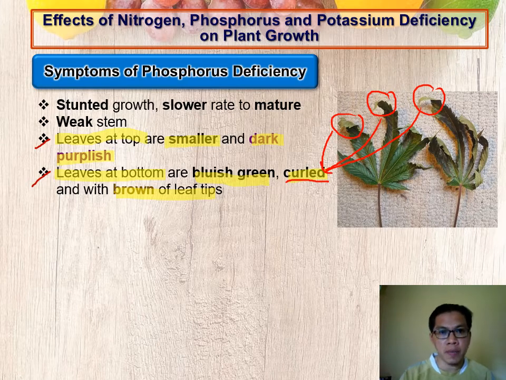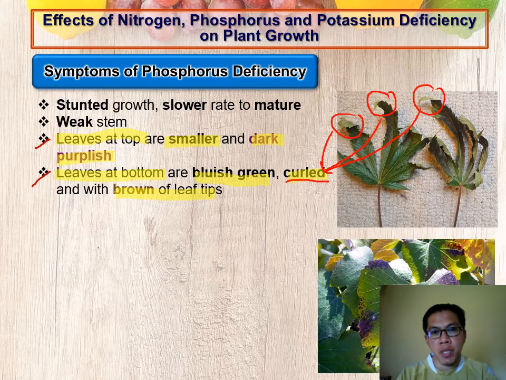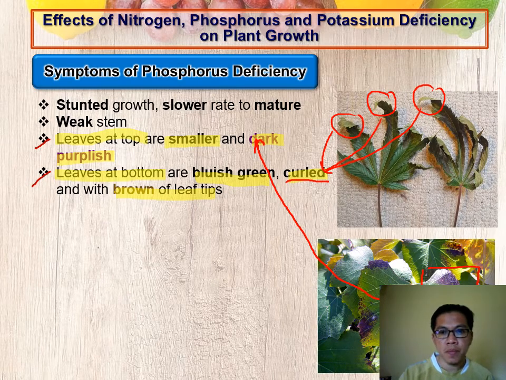Dia terlipat, and with brown leaf tip, di hujung daun dia ada warna coklat. Okay, this is an example of smaller and dark purplish. Nampak? Dark purplish. Daun dia bertukar menjadi warna purple, dark purplish. Symptom of phosphorus. And again, the simplest way is by monitoring the color of the leaf.